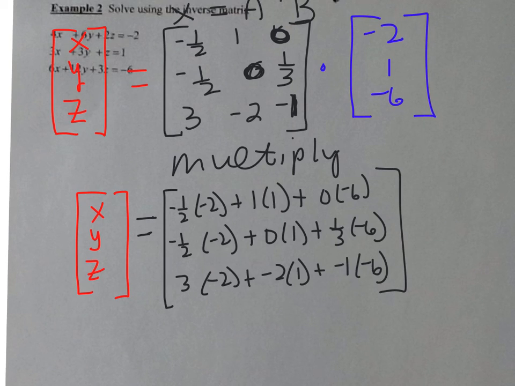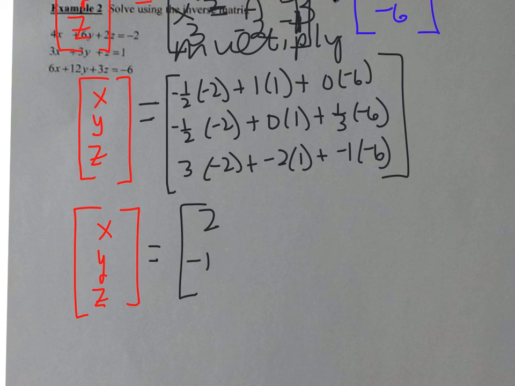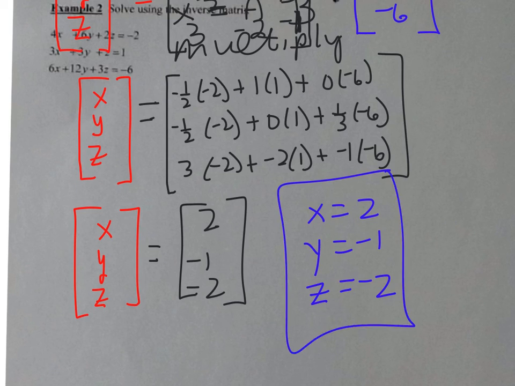So then what we get is xyz equals 2, negative 1, negative 2. So therefore, x is equal to 2, y is equal to negative 1, and z is equal to negative 2. That would be my solution, and then obviously you have to check.